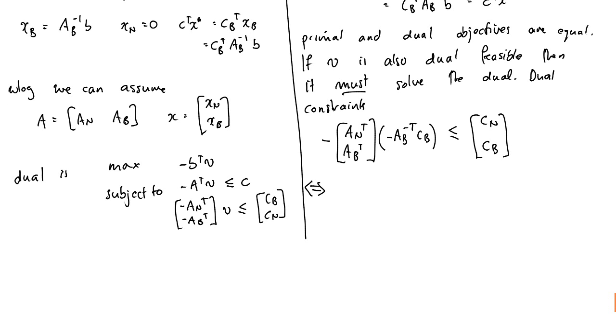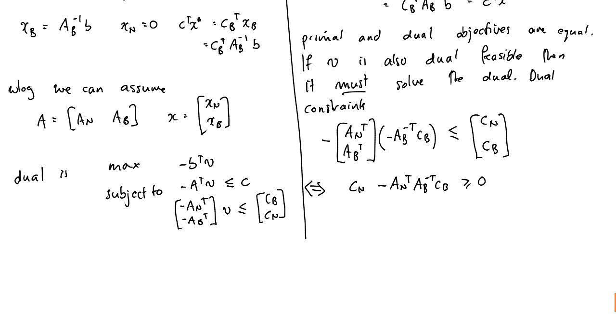Okay, so I'll expand this out, the two sets of equations corresponding to the first n minus m rows and the final m rows. So from the top set, we get CN. I'm just going to move it all to the right hand side. CN, I'm going to have two negative signs here, and I'm going to shift it across so that will leave me with a negative sign. Minus AN transpose AB inverse transpose CB is greater than 0.